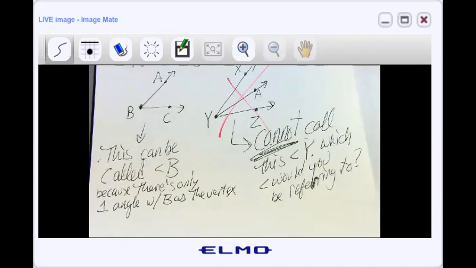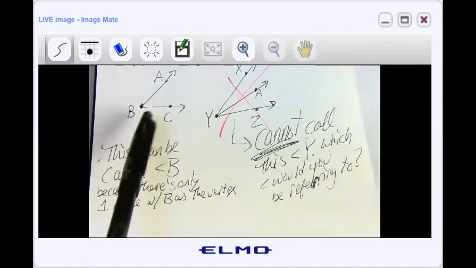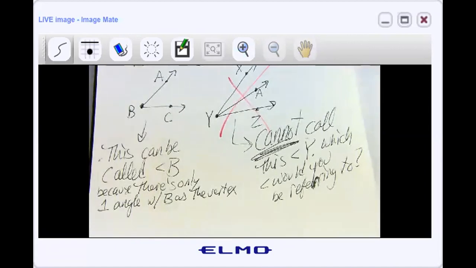So, can you get away with naming an angle by its vertex? Sometimes, yes, as long as there's no other angle it could be confused with. That doesn't happen all that often, so we don't rely on that too much. But when I can do it, it does make my life a lot easier. I'd much rather call this angle B than angle ABC, right? It just saves me time.